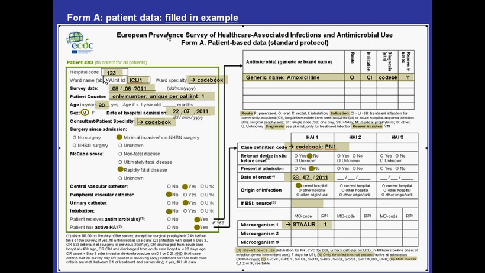Next is the ward name. This is the same as the ward code on our ward list. In other words, this is the code that your hospital gives to this particular ward. The next field, ward specialty, is the code for this ward that you find in the code book. Next is the survey date. This is the day on which data collection was done for this particular ward. In our case, the 8th of August.